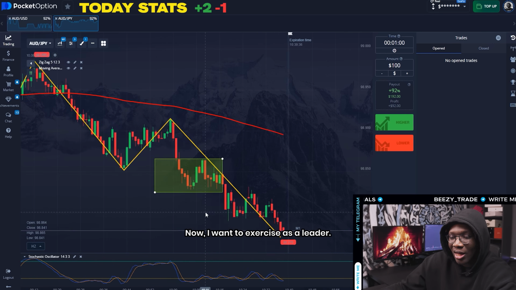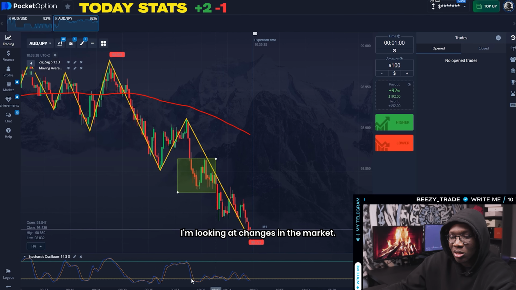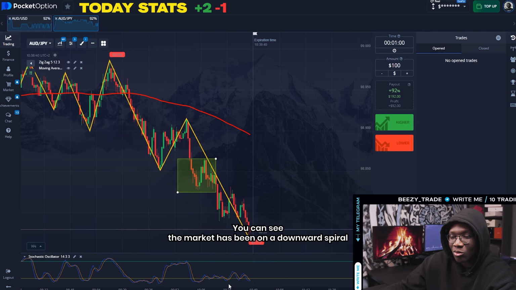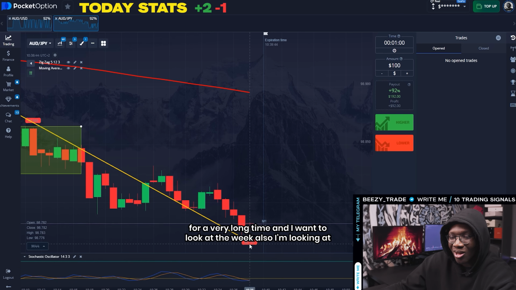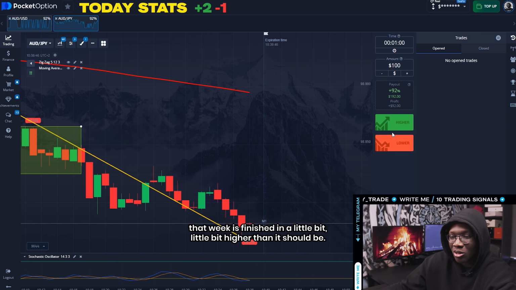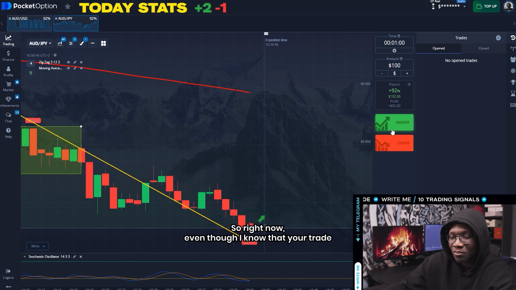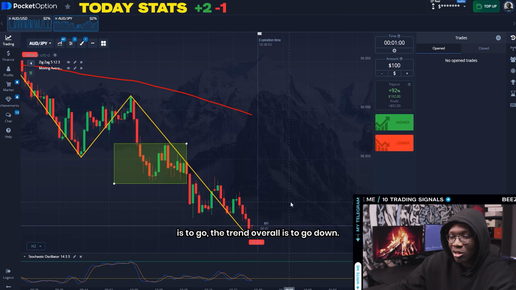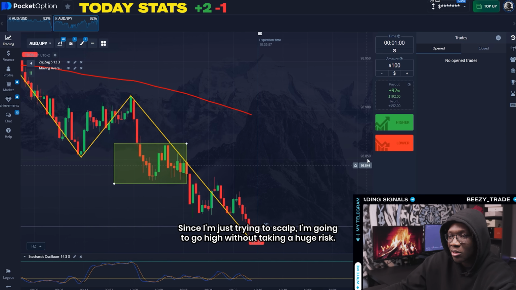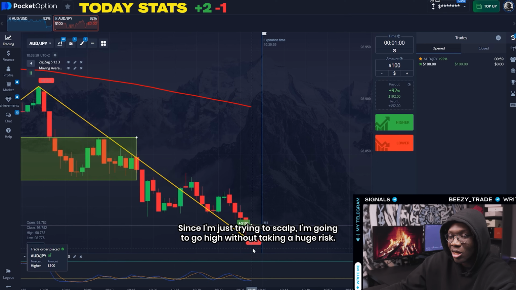Now, when I add the stochastic oscillator, I'm looking at changes in the market, and I can see the market has been on a down spiral for a very long time. And now when I look at the wick also, that wick is finishing a little bit higher than it should be. So right now, even though I know that the trend overall is to go down, since I'm just trying to scalp, I'm going to go higher here, which is taking a huge risk.